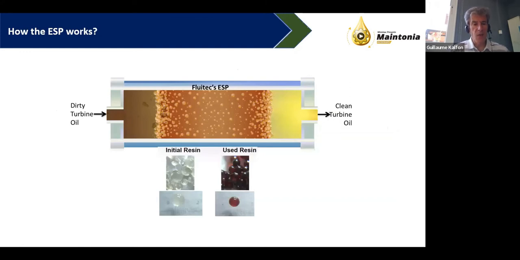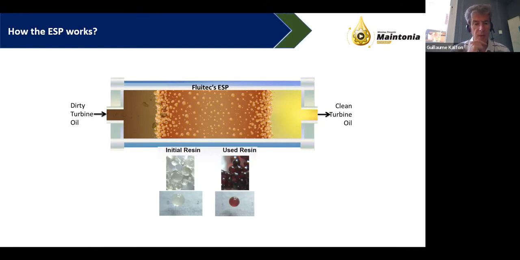Now, regarding the ESP media, it's not a filter, it's not a mechanical filter. So it will not be good at all for hard particles. It is very, very dedicated to the soft soluble contaminants, which can switch between soluble and insoluble, which are the varnish. They are little grains, and they work by chemisorption.